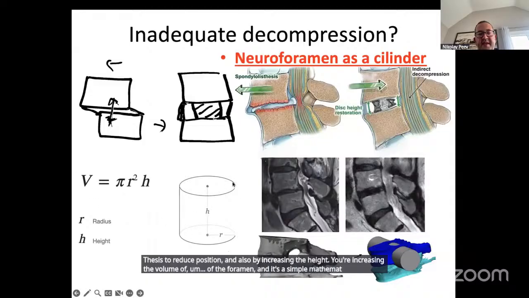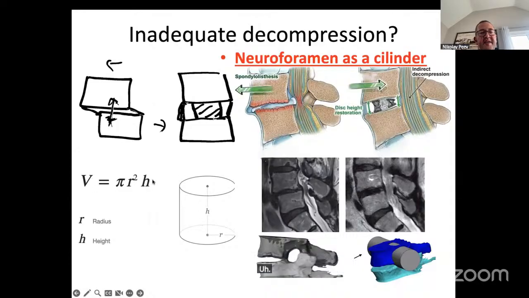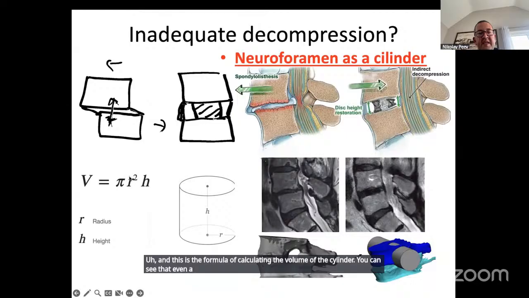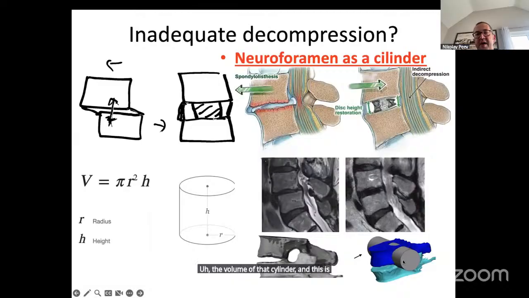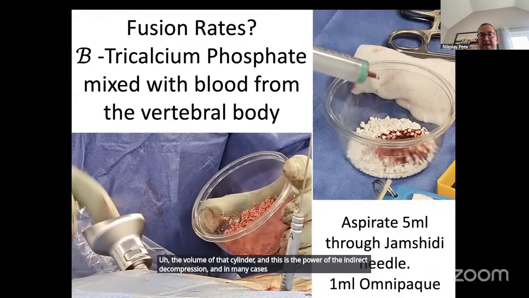If you imagine the neuroforamen as a cylinder, and this is the formula for calculating the volume of the cylinder, you can see that even a slight, like a couple of millimeters, increase of the radius of this cylinder will give you a significant increase of the volume of that cylinder. And this is the power of the indirect decompression. And in many cases, that will be enough.